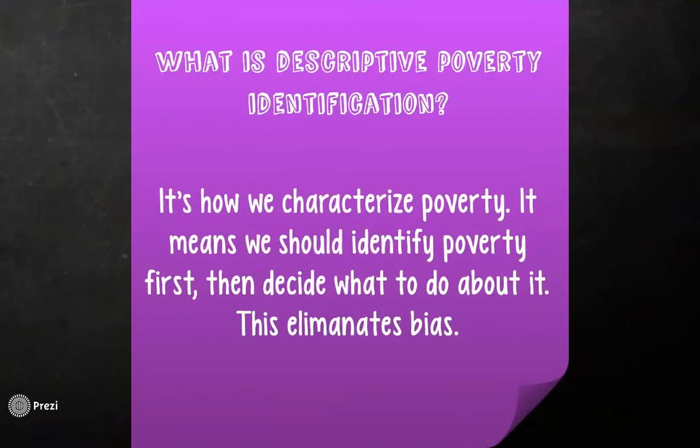Let's talk about how we can put some of these ideas into practice. What is descriptive poverty identification? Poverty identification is how we answer the question, how do we characterize poverty? Ameria then outlines two types of poverty identification, descriptive and policy forms. While policy form focuses on deciding the focus of public policy and then deriving the definition of poverty from that, descriptive form focuses on identifying poverty, determining what should be done about it, what could be done about it, and forming policy around that.